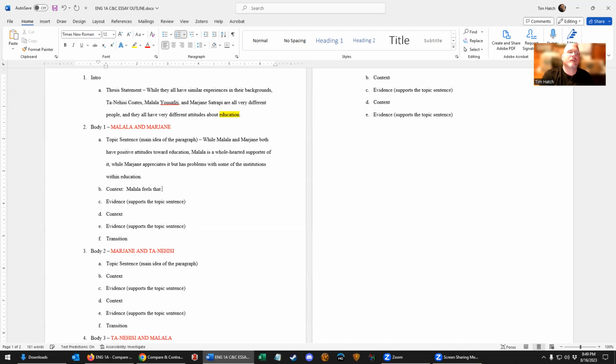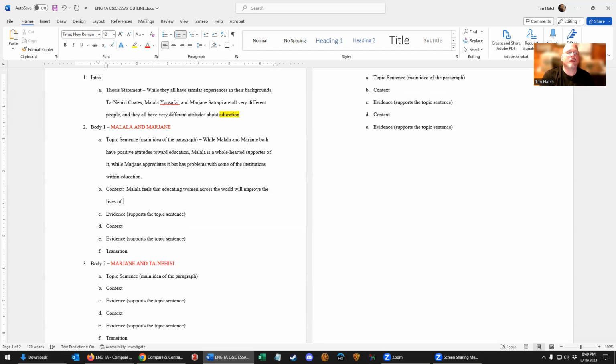Malala feels that educating women across the world will improve the lives of everyone the world over. And then some quote from the movie.